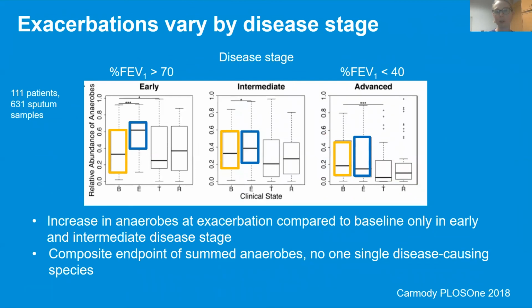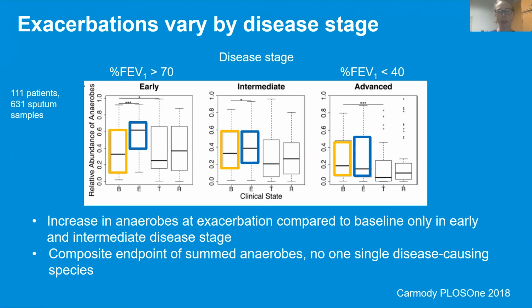However, one likely explanation for the lack of common microbiome signature across a large population is that the CF airway microbiome, and thus the changes that occur with exacerbation, differ by disease stage. In this study of 111 patients and 631 sputum samples, we identified increases in the summed relative abundance of anaerobes at exacerbation in blue compared to baseline in yellow. However, this was observed only in patients at early or intermediate lung disease stages, defined by percent predicted FEV1 greater than 70 or between 40 and 70, respectively.